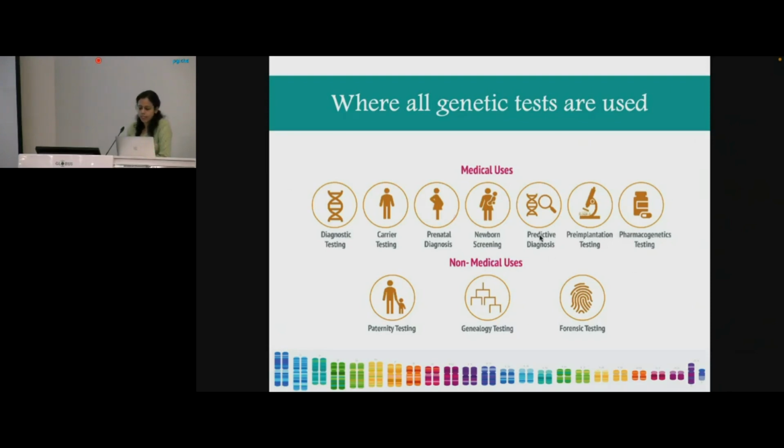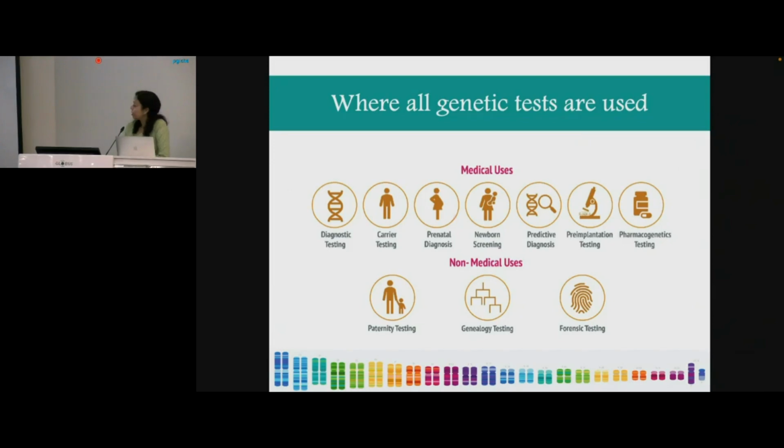Next is predictive diagnosis. In predictive diagnosis, the risk of developing a particular disorder throughout the lifetime is estimated, such as in the case of breast cancer. The next one is pre-implantation testing. It is done in the case of in vitro fertilization, IVF, where the embryos are tested for chromosomal abnormalities, or grossly aneuploidies, before being implanted into the uterus. In pharmacogenetic testing, as the name implies, the genetic determinants of response to certain drugs can be tested.